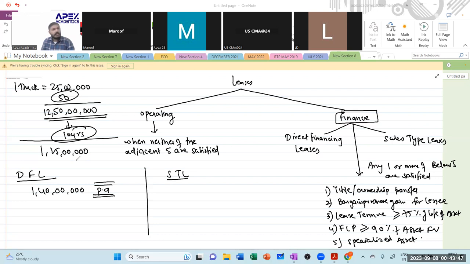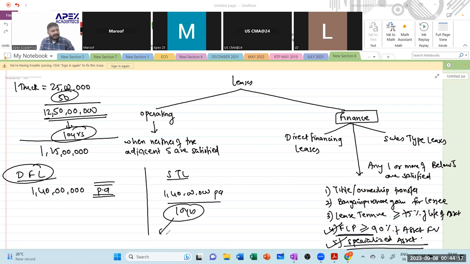I said, okay. In doing this, Maruf satisfies this and this for me. It's a specialized asset for me and the FLP is 90%. How we will deal with it later? It's a type of finance lease. Sale type lease. I go to my friend Maruf and I say, I have the money to pay you. Maruf says, no problem. You pay me 1 crore 40 lakhs per annum. At the end of 10 years, these trucks have a 20-year life. At the end of 10 years, you can take these trucks. They are yours. So what is Maruf essentially doing? Transferring the title at the end of 10 years.